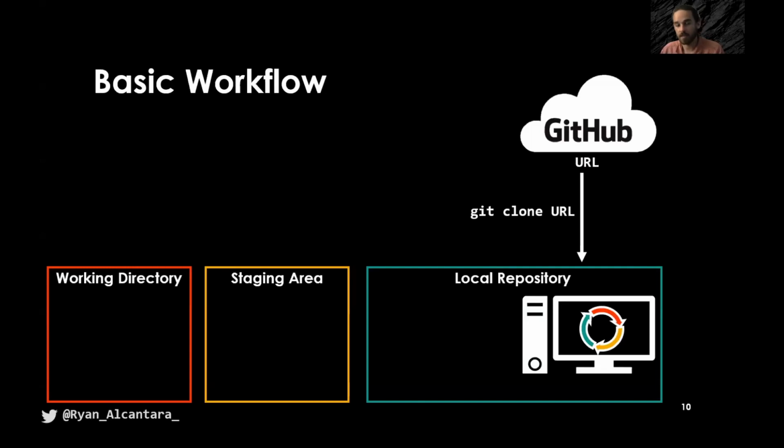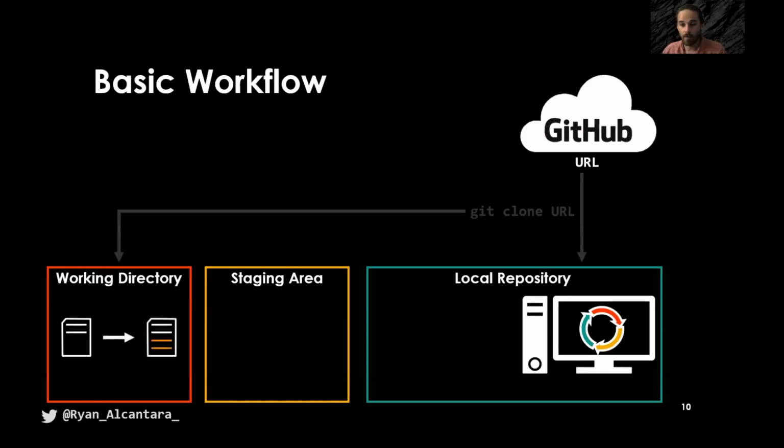Git clone, the URL to that repository. And what that does is it copies it down to your computer so that there's now a repository locally on your machine that's being tracked by Git. It also technically puts it in your working directory since you can now access these files on your computer. So let's say we have a file in our working directory that we've cloned and we want to modify it. We add a couple lines.